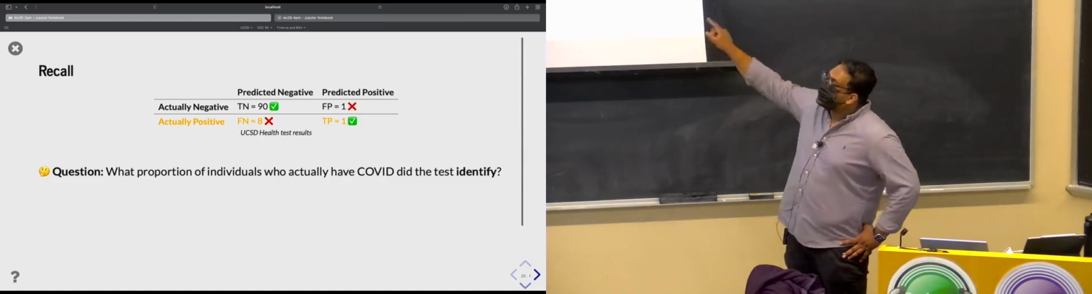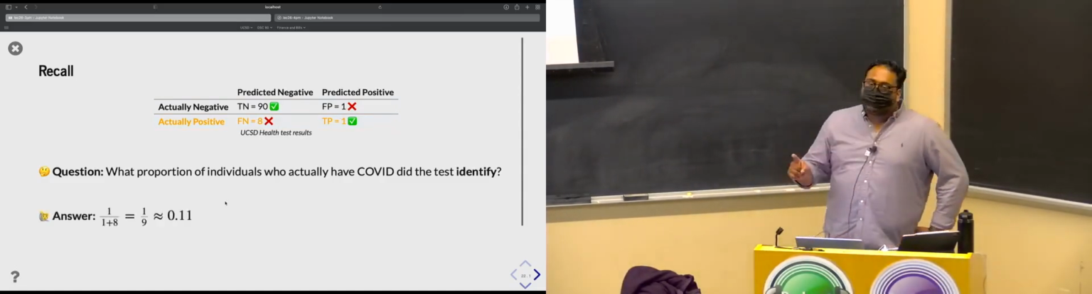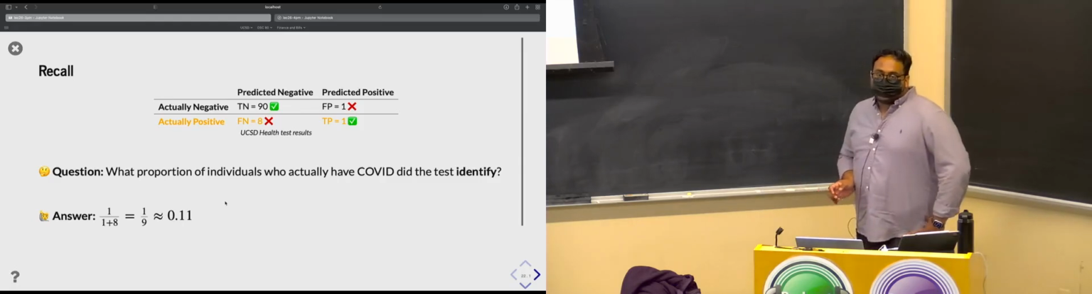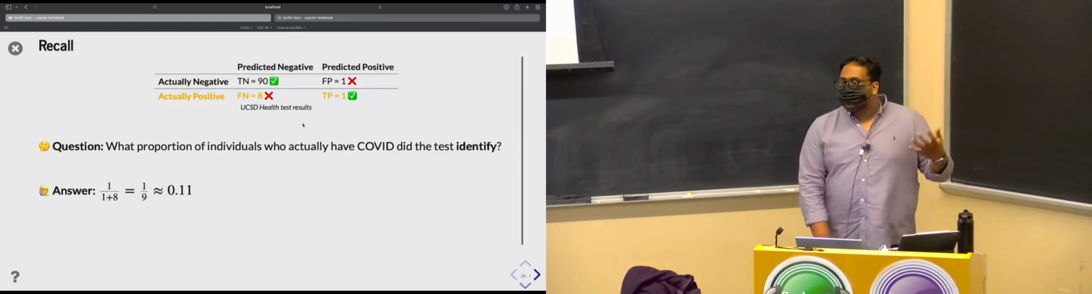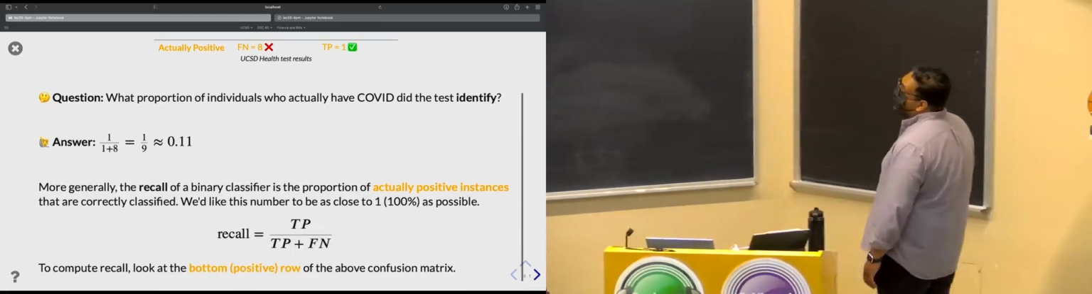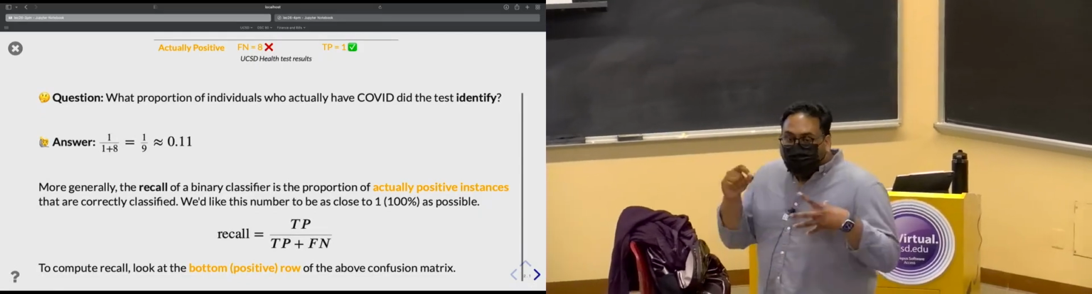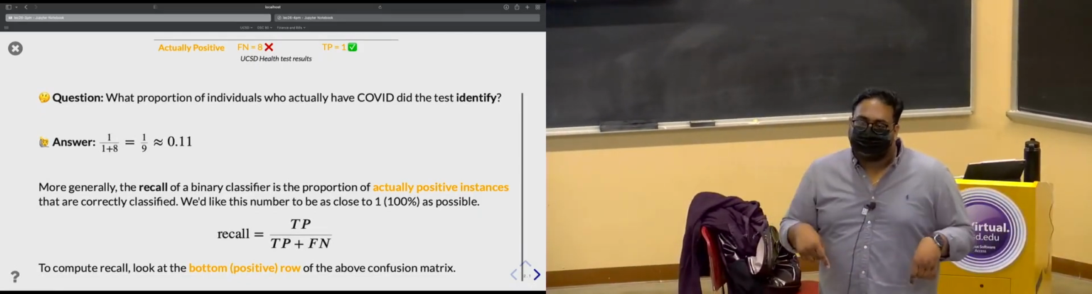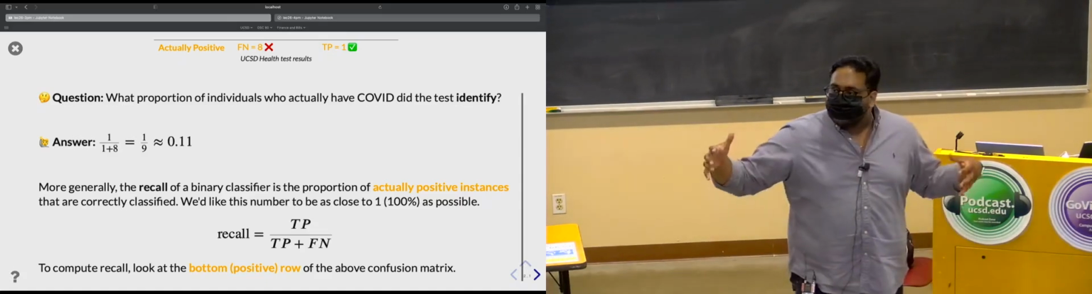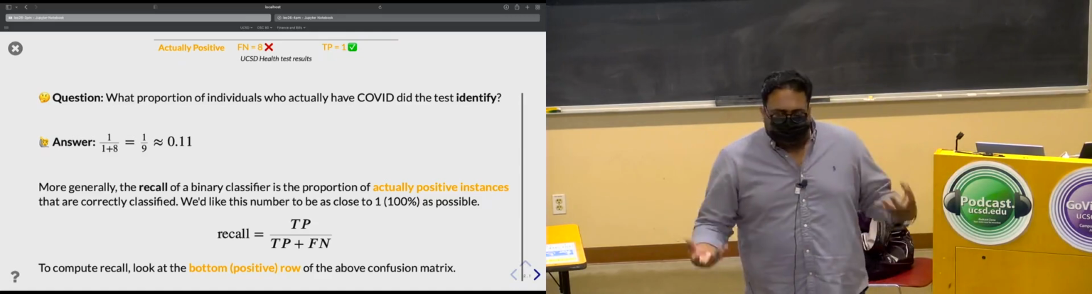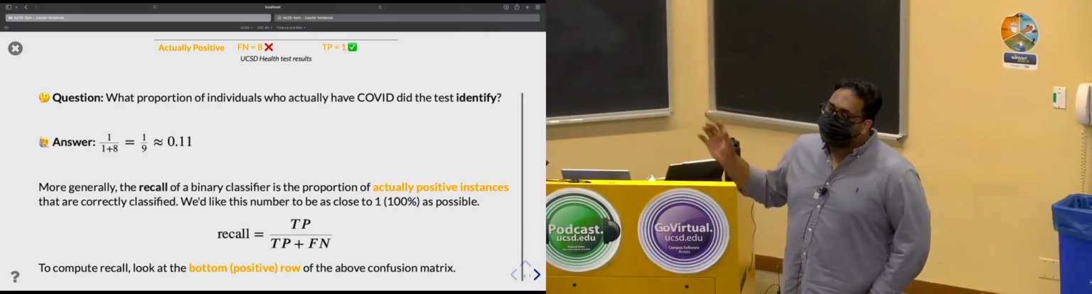Yeah, it's 1 out of 9. Right? Of the 9 people who actually have COVID, so these 8 plus this 1, only 1 of them did the test correctly classify. Right? So even though its accuracy was 91%, it only correctly identified 1 of the 9 COVID cases, which means it's actually pretty lousy. And so the calculation we just did is what's known as recall. Okay? So the recall of a binary classifier is the proportion of actually positive data points that are correctly classified. And so recall is important in cases like a medical exam, where you want to make sure that you identify everyone that has a disease or everyone that has COVID or whatever other condition, right? And so here, the classifier had high accuracy but low recall, which means it's not that great in identifying COVID.